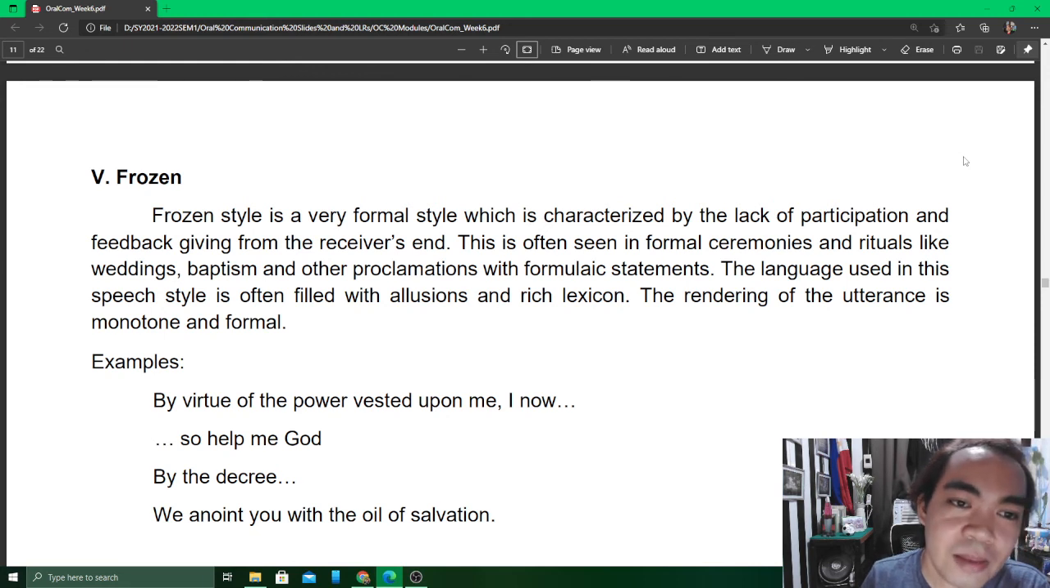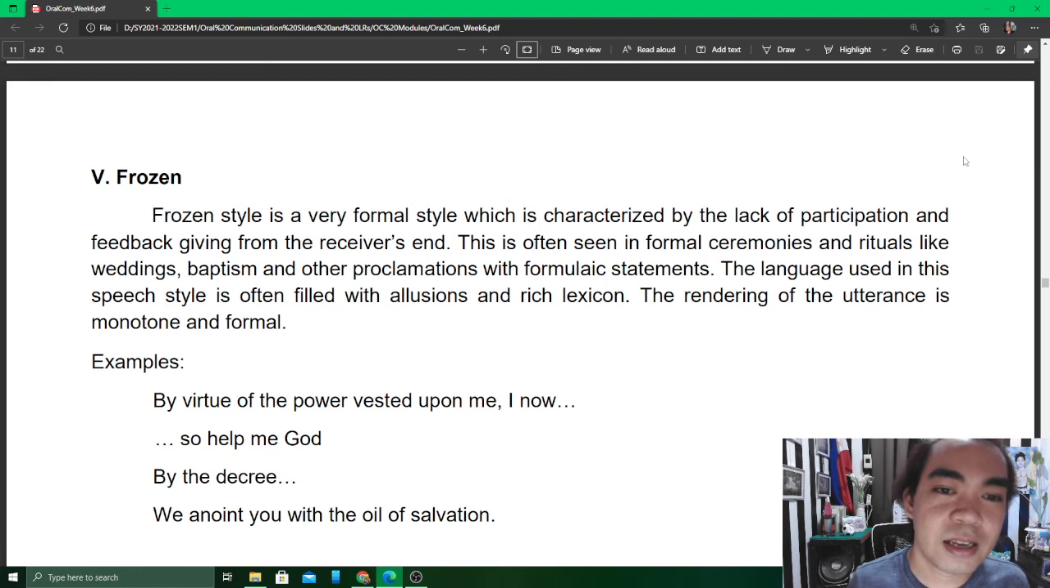Now, another example would be kung magpakasal ka, na balang to have and to hold, to blah blah blah, in sickness and in health, till death do us part. Formal na sila, frozen styles, because they have been established there already by a particular group of people na accepted na every time you do this activity, you will follow this formula of speech.